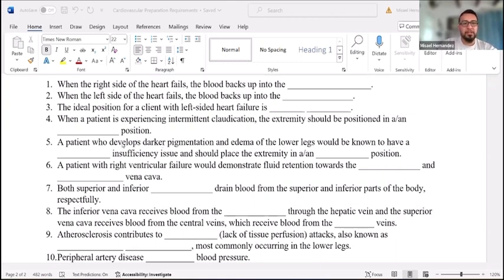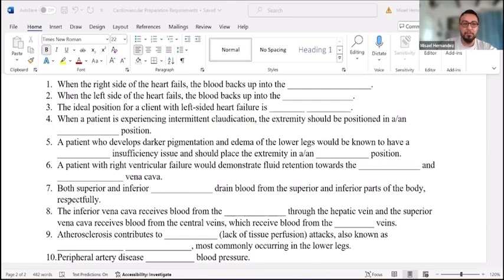Number five, a patient who develops darker pigmentation and edema of the lower leg would be known to have a blank insufficiency issue and should place the extremity in a blank position. Number six, a patient with right ventricular failure would demonstrate fluid retention towards the blank and blank vena cava. Number seven, both superior and inferior blank drain blood from the superior and inferior parts of the body, respectively.